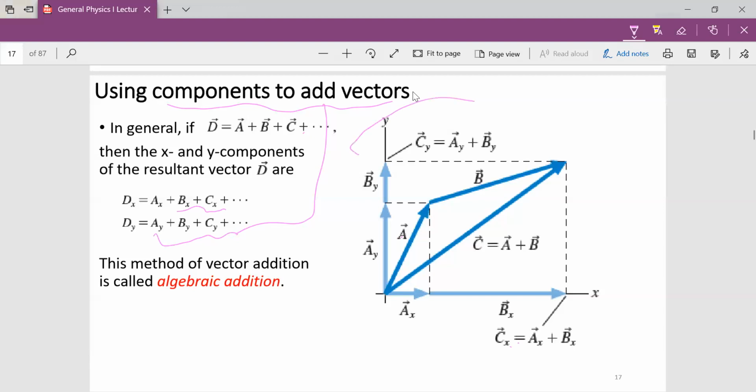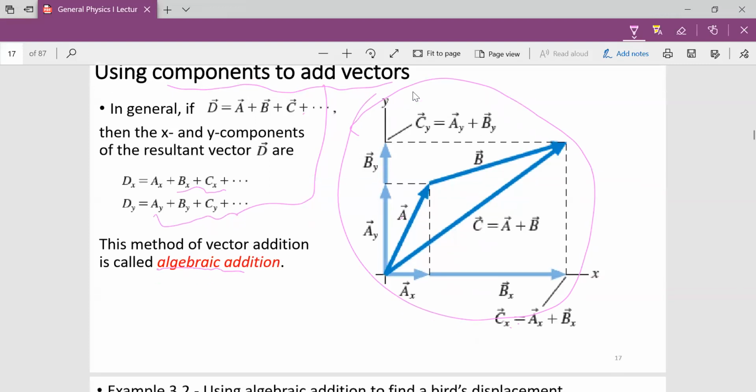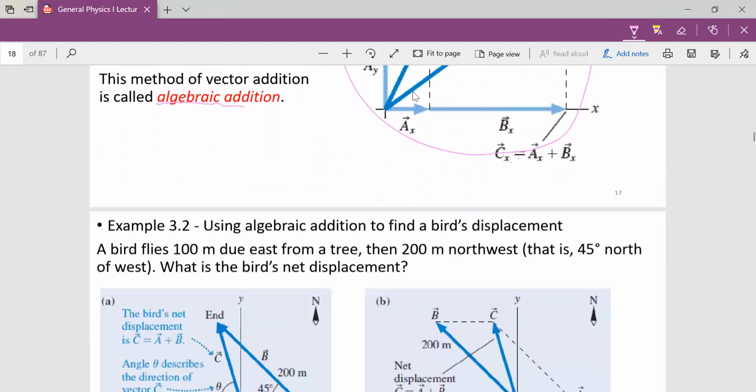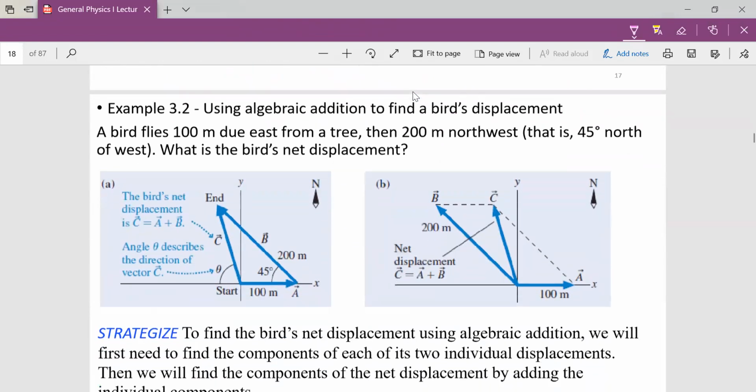So we'll see how we can use vector components to also achieve the same thing as regular vector addition that we would do in a normal, graphical way. So this method of addition is what we call algebraic addition. Sometimes we complete it by saying algebraic addition of vectors, okay? So quickly, let's take the second example.